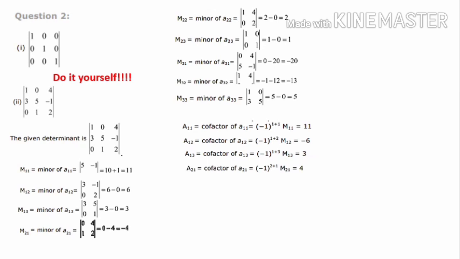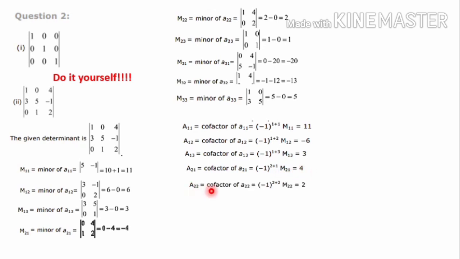Next is A21, that is cofactor of A21, that is equal to minus 1 the whole power 2 plus 1. Row value is 2, column value is 1 into M21. M21 is minus 4 here. So minus 1 the whole power 3, that is minus 1. Minus 1 into minus 4. Two minuses together will be a plus. So plus 4 is the answer.